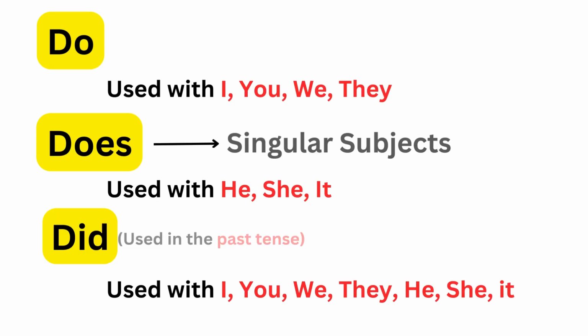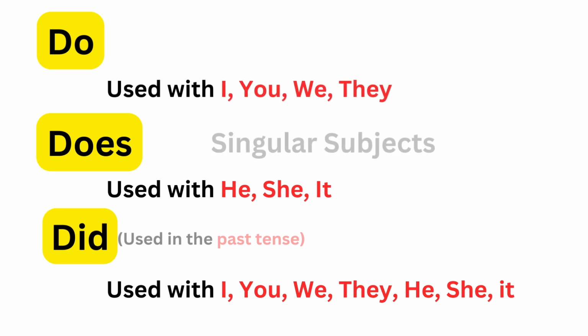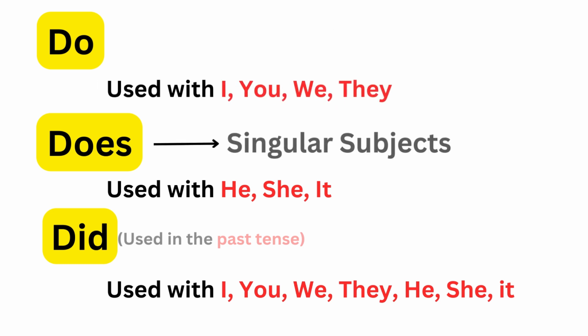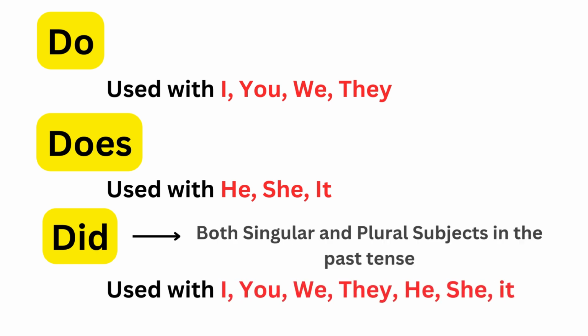Hi, today's topic is the explanation of the verbs do, does, and did. Let's learn how to use them with examples. Do is used with plural subjects I, you, we, they. Does is used with singular subjects he, she, it. Did is used with both singular and plural subjects I, you, we, they, he, she, it in the past tense.